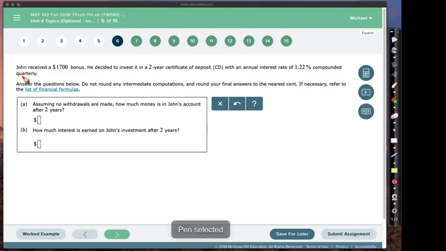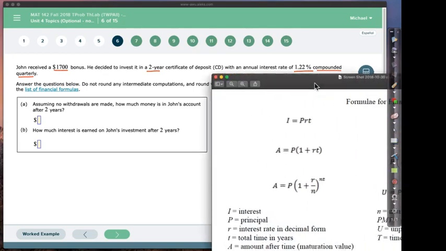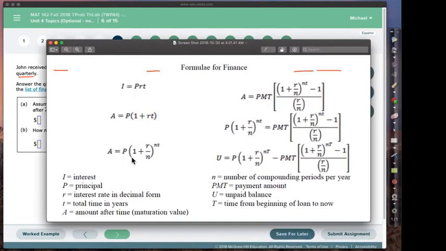So we look over this question, we start picking out the numbers: 1700, something about a 2-year, 1.22%, and then we see compounded quarterly. We are no longer in the world of simple interest. So we're compounding. The formula we're going to be using is this one down here. This is the compound interest formula. These are with payments, and we're not making a payment, so we'll just use the compound interest formula.